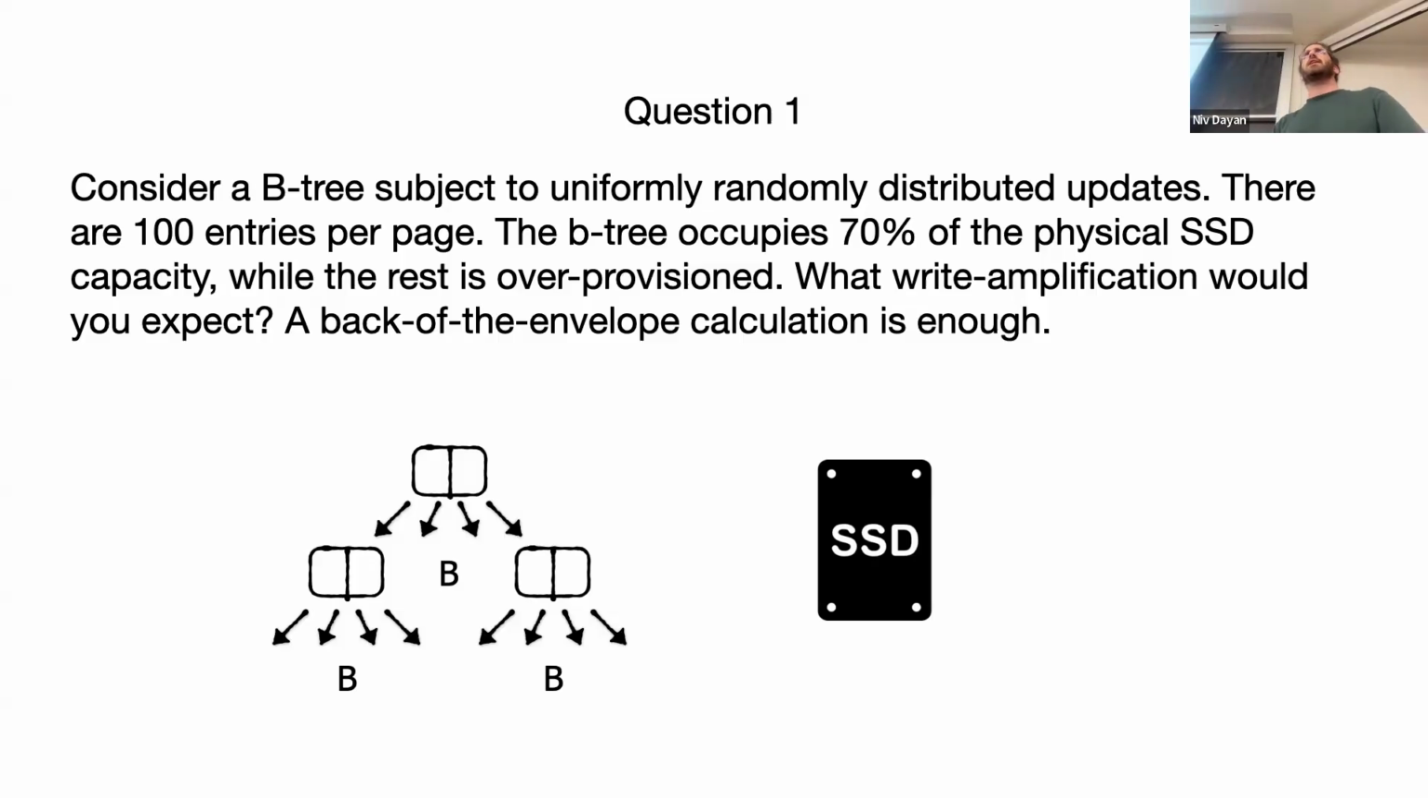Basically, this question is asking you to reason about write amplification from different sources, right? So it's from the B tree, and how does the B tree's write amplification interplay with the SSD write amplification? Okay, so think about it for a bit, and let me know if you have any questions.